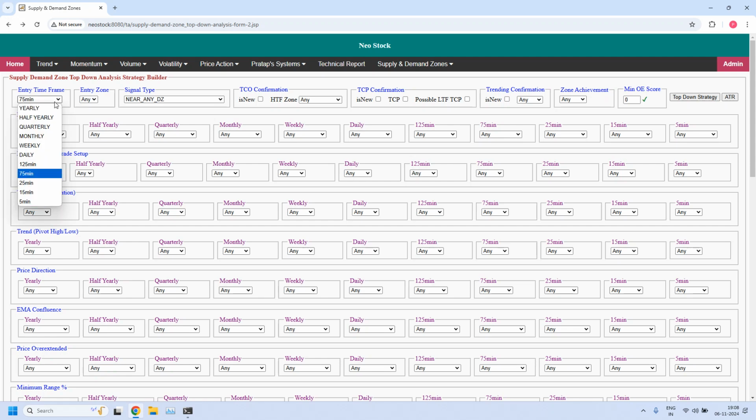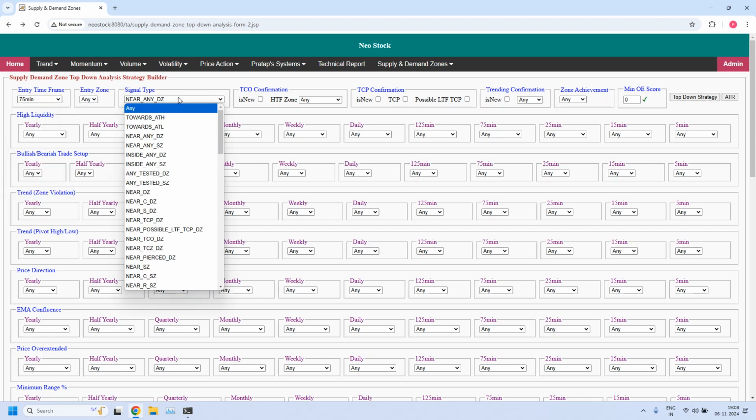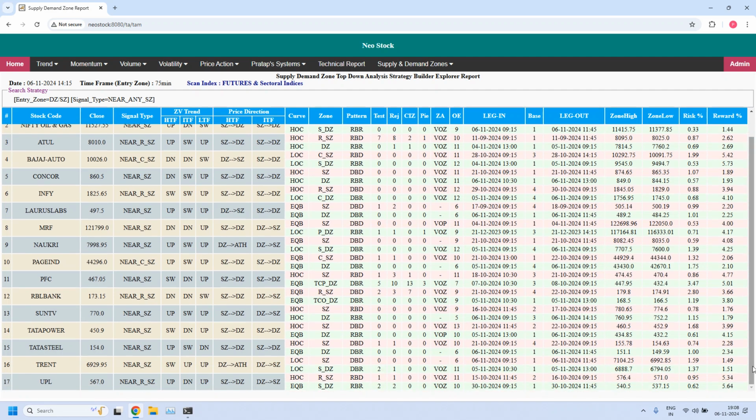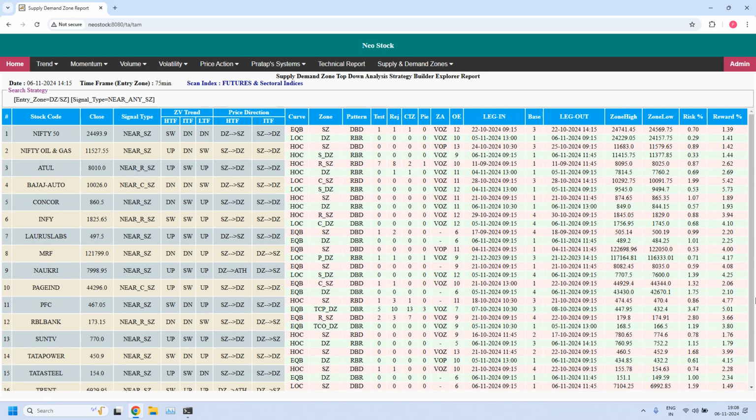Okay. Next, for 75 minutes time frame, let us find the stocks near 75 minutes supply zone. So we got total 17 stocks are filtered. Let us identify any high liquidity 75 minute supply zones from this list. This is a pierced zone, so it's not valid. Bajaj Auto is having a high liquidity supply zone, and also it is moving between high liquidity demand and supply zones, 75 minute demand and supply zones.